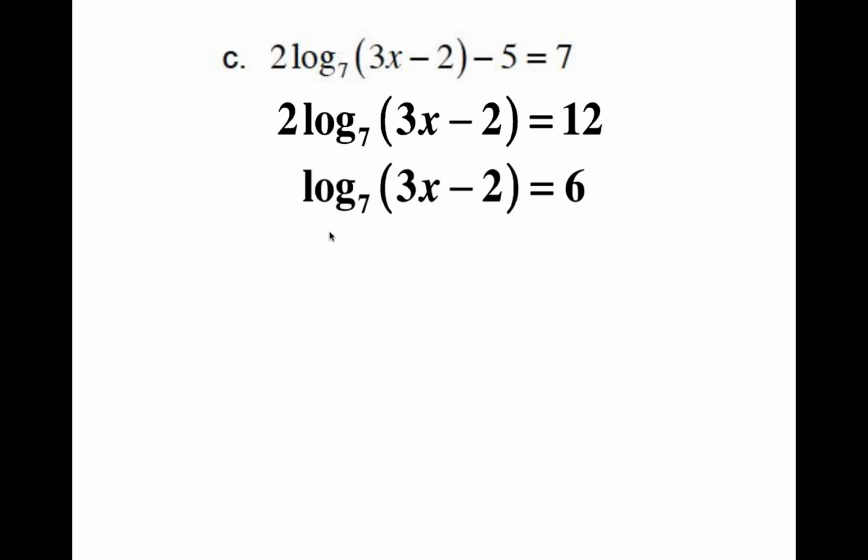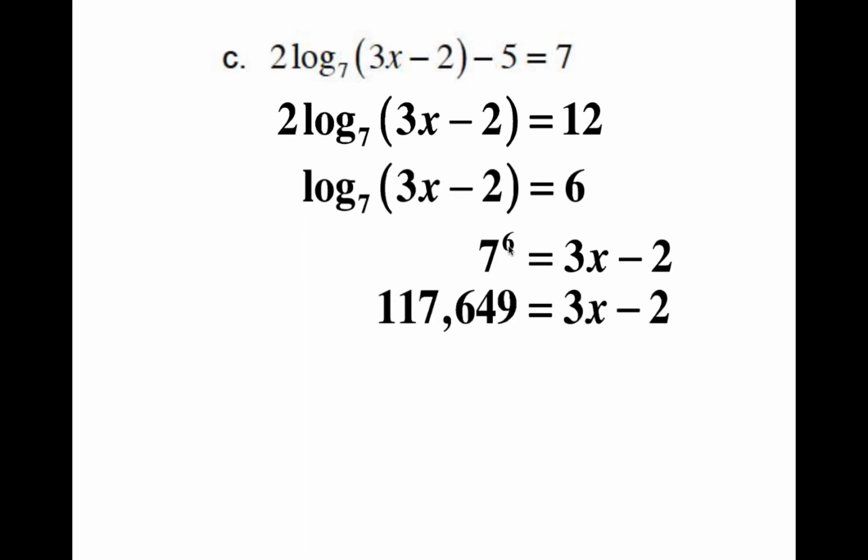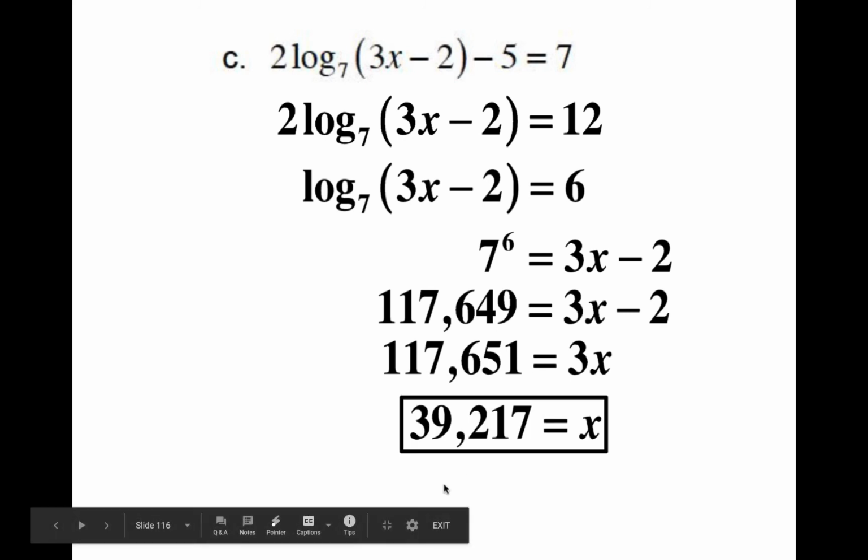Notice the log is not by itself. I have to add this 5 over to the other side and then divide both sides by 2. Now I have the log with the parentheses by itself, so now I can do the hook. So it's 7 to the 6th power equals 3x minus 2. Well, 7 to the 6th power is 117,649. Add the 2 and divide by 3.